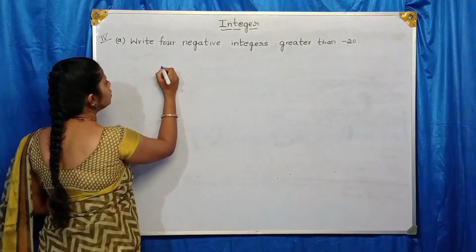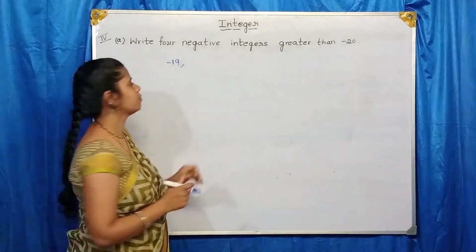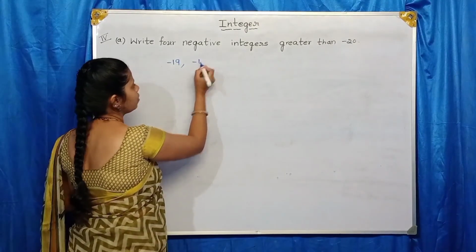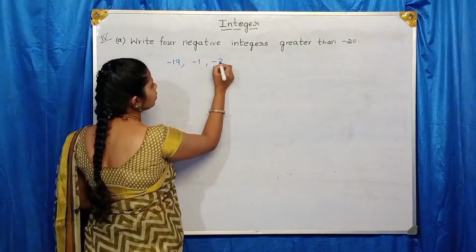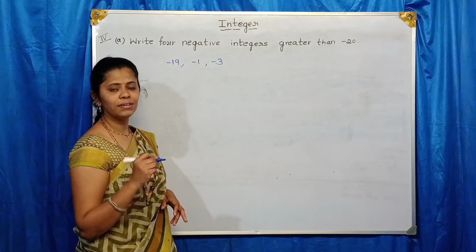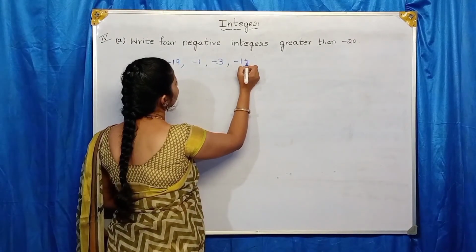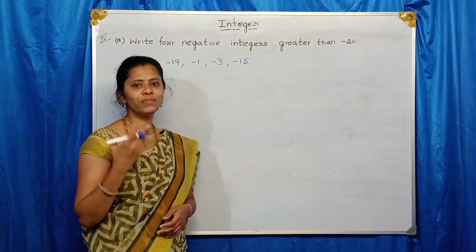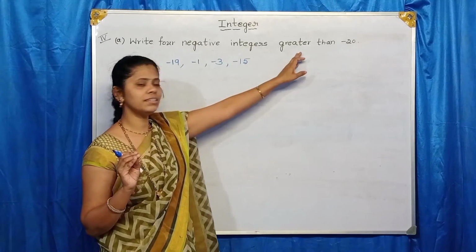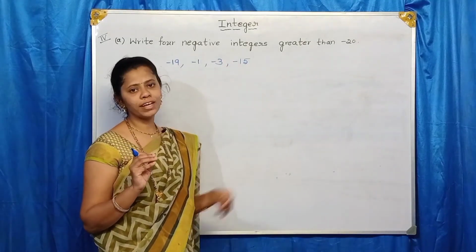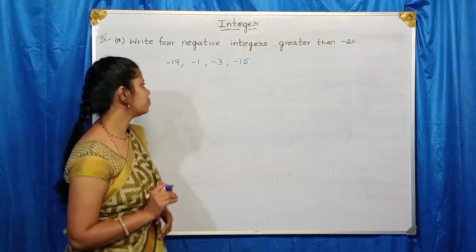That is minus 19. It is greater than minus 20. Or else minus 1. It is greater than minus 20. Then minus 3. It is greater than minus 20. Then minus 15. It is greater than minus 20. So you must have a clear idea about integers. These points I have explained in my previous video. If you have any doubt, please check the link.